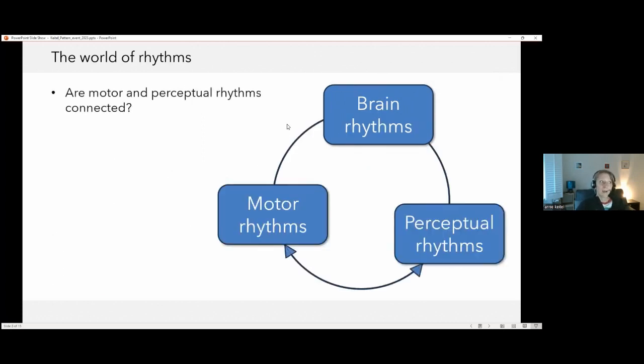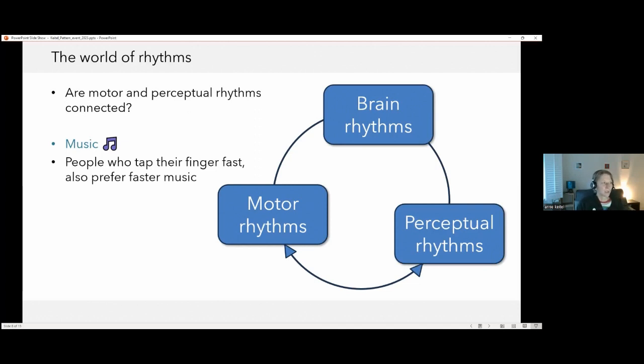And now, to connect these things, you might think about whether maybe motor rhythms and perceptual rhythms are connected. So maybe it's the case that people with a fast motor rhythm, the motor rhythm also influences how we perceive things. And this is something that we looked into with quite a few studies. So for example, with music, we showed that people who tap their finger fast also prefer faster music.